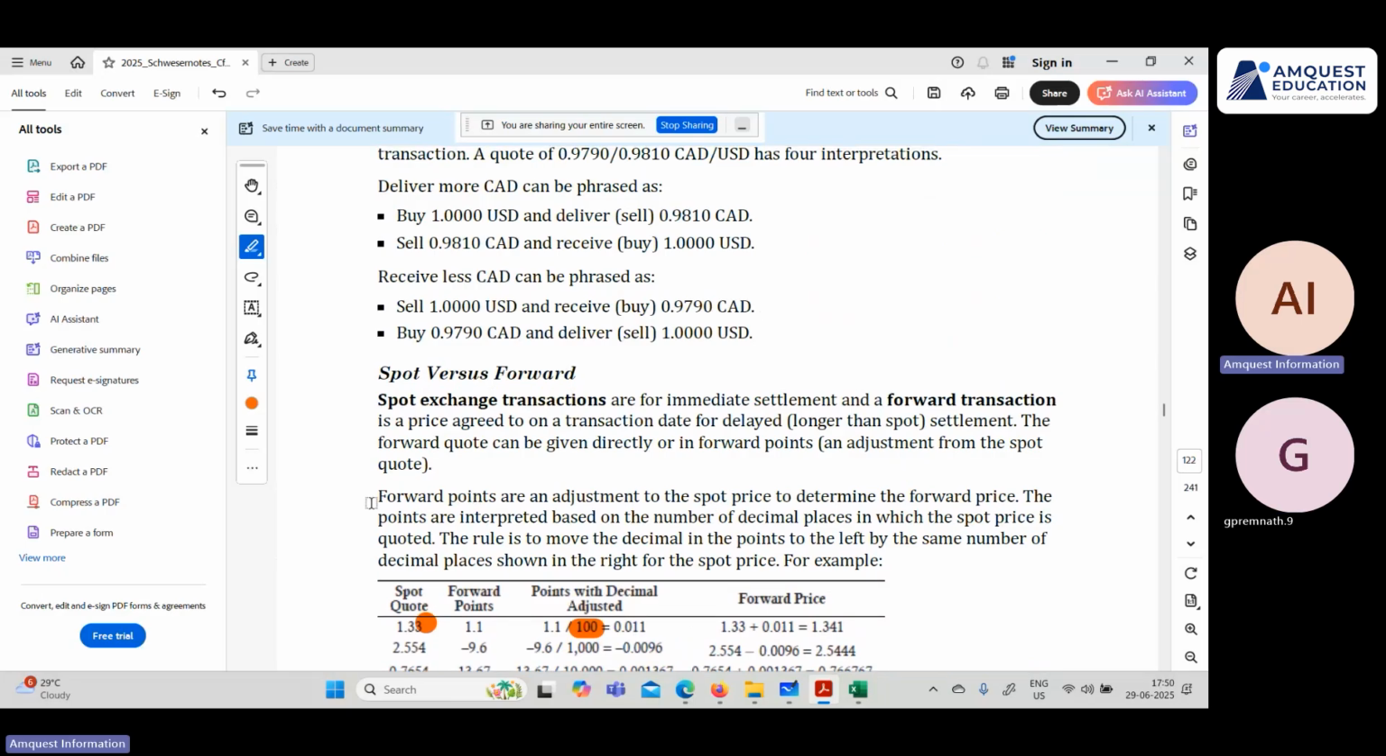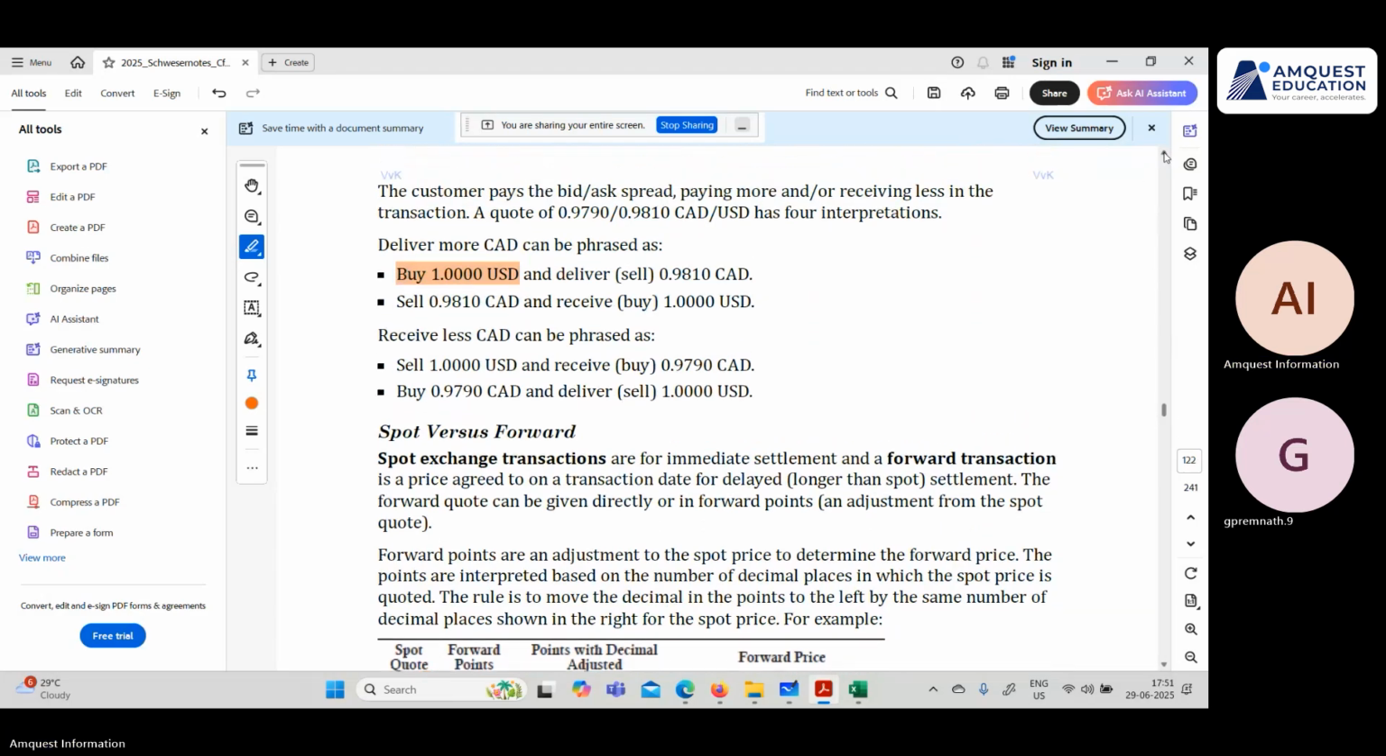Look at this one. When I was buying USD, I was selling more. Look at the two quotes. On these two quotes, when I was buying one USD, I was looking at the bigger number. I was selling more. When I was selling one USD, I was receiving less. Look at the two numbers. Take 10 seconds and let me know if you're okay.